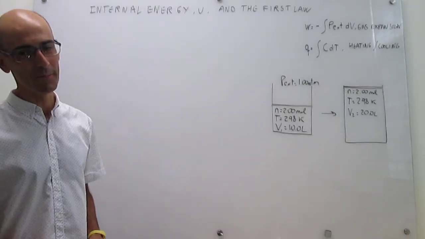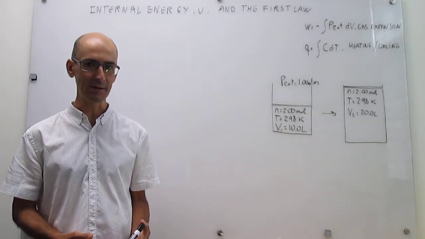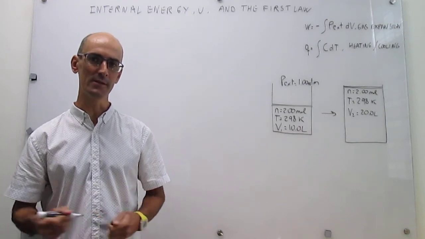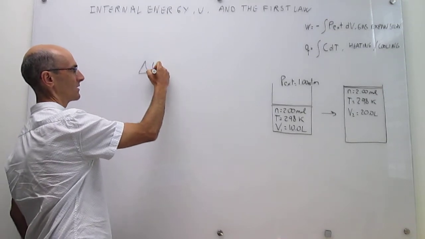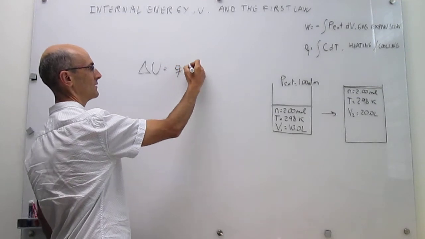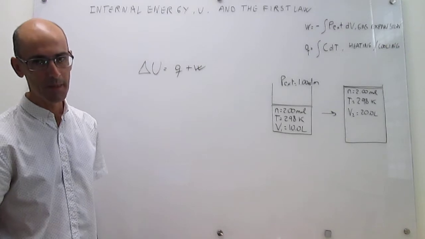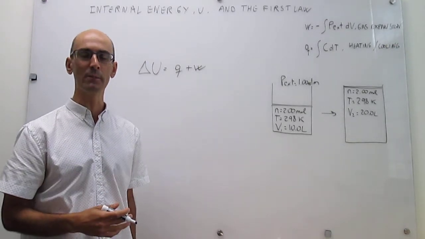In this video, we apply the first law to an isothermal gas expansion. In the last video, we introduced the statement of the first law, which is that all the changes to the internal energy of a system are just the balance of the energy transferred as heat and the energy transferred as work.